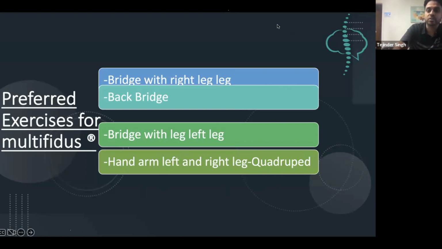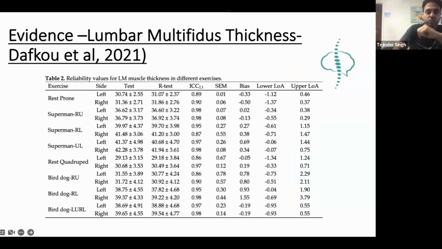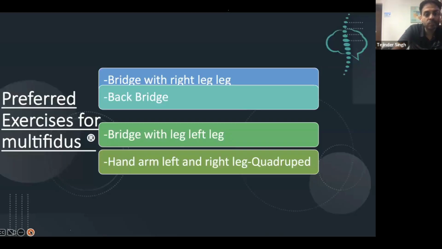I know this is a lot of information, but when you're selecting exercises, the 4 exercises I would select, purely looking at the literature, is Superman upper extremity, contralateral side. How to train multifidus with canal stenosis? You can use quadruped hand, ipsilateral arm, ipsilateral leg, contralateral arm, right?